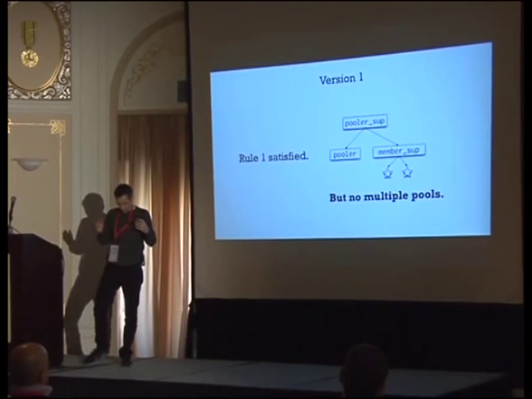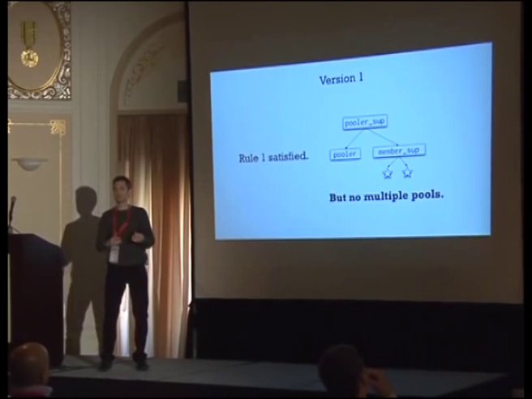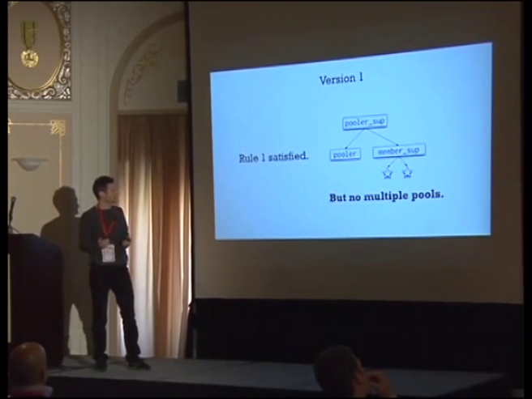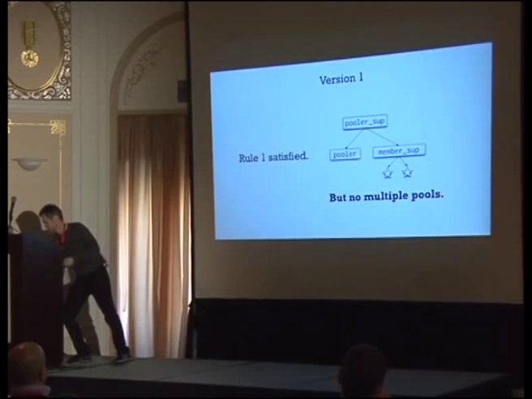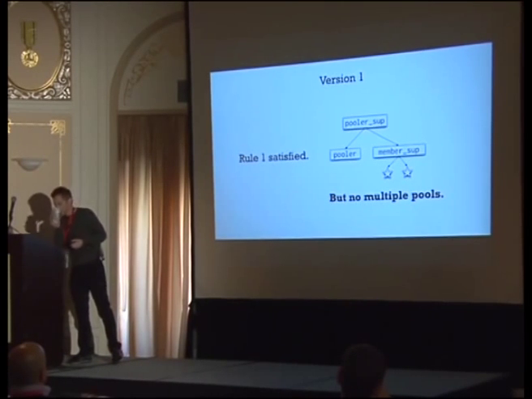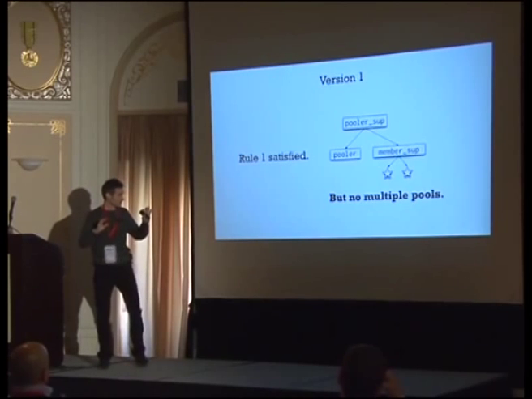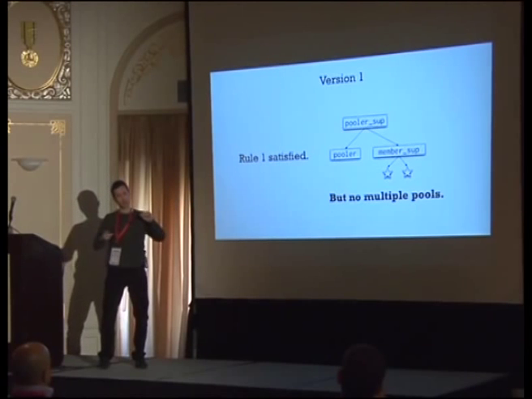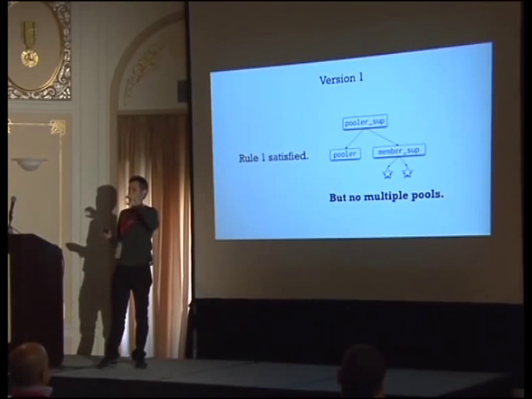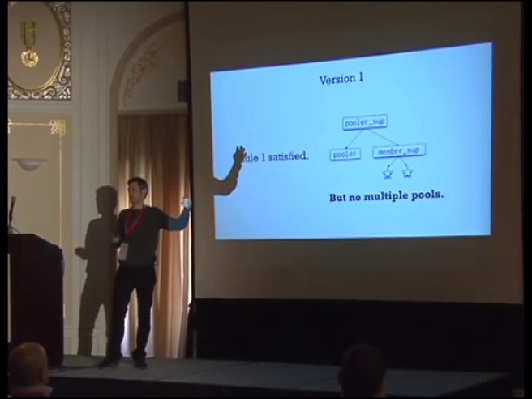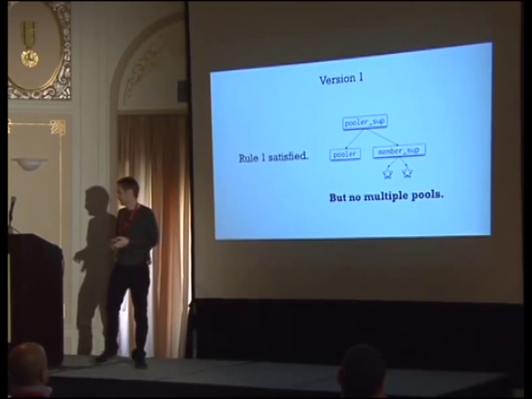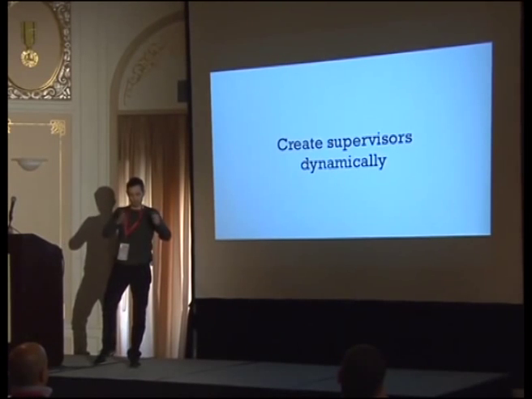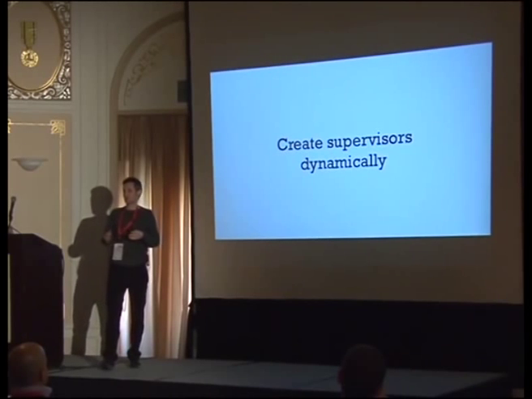So that still didn't satisfy our initial feature set, which among other things was to have support for multiple pools. And so the member MFA is encoded in that member supervisor there. So one way that we could achieve multiple pools is by having multiple member supervisors, one for each type of member, each type of pool that we want to have. And one way that we could get those multiple member supervisors is to create such supervisors dynamically.